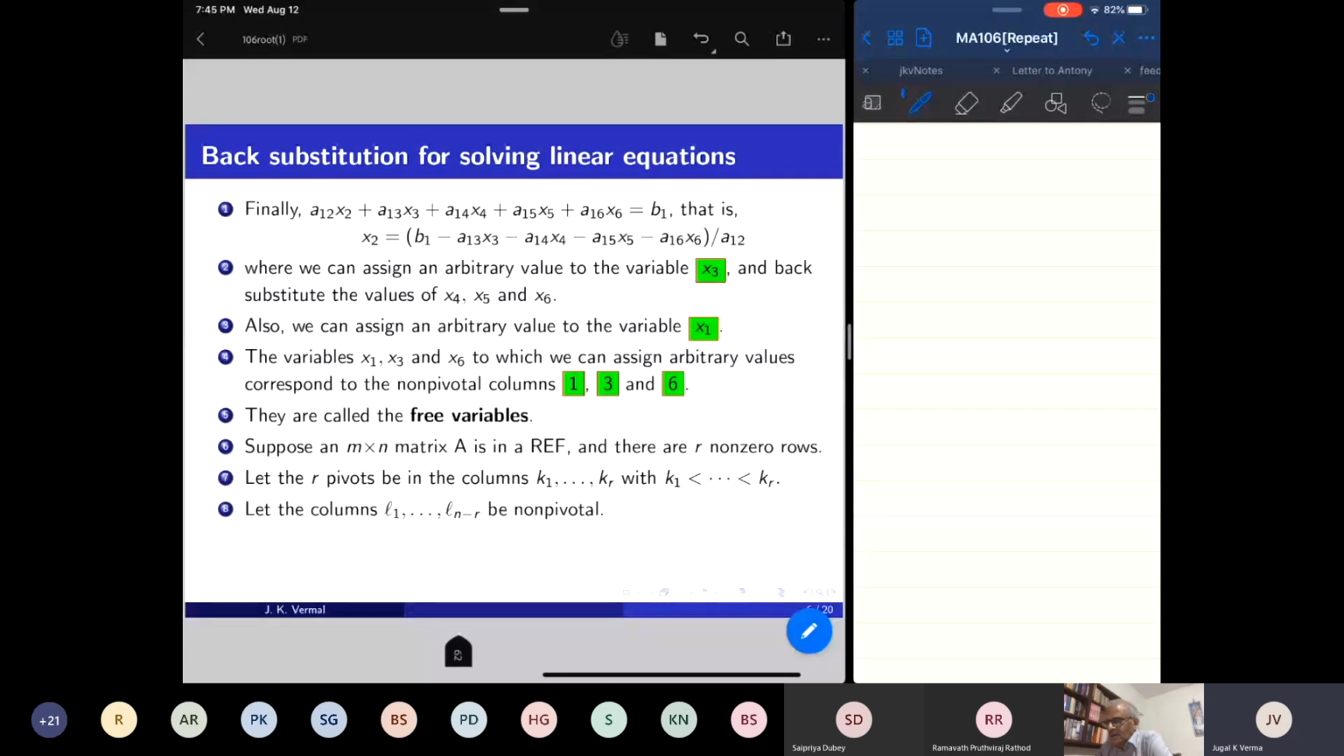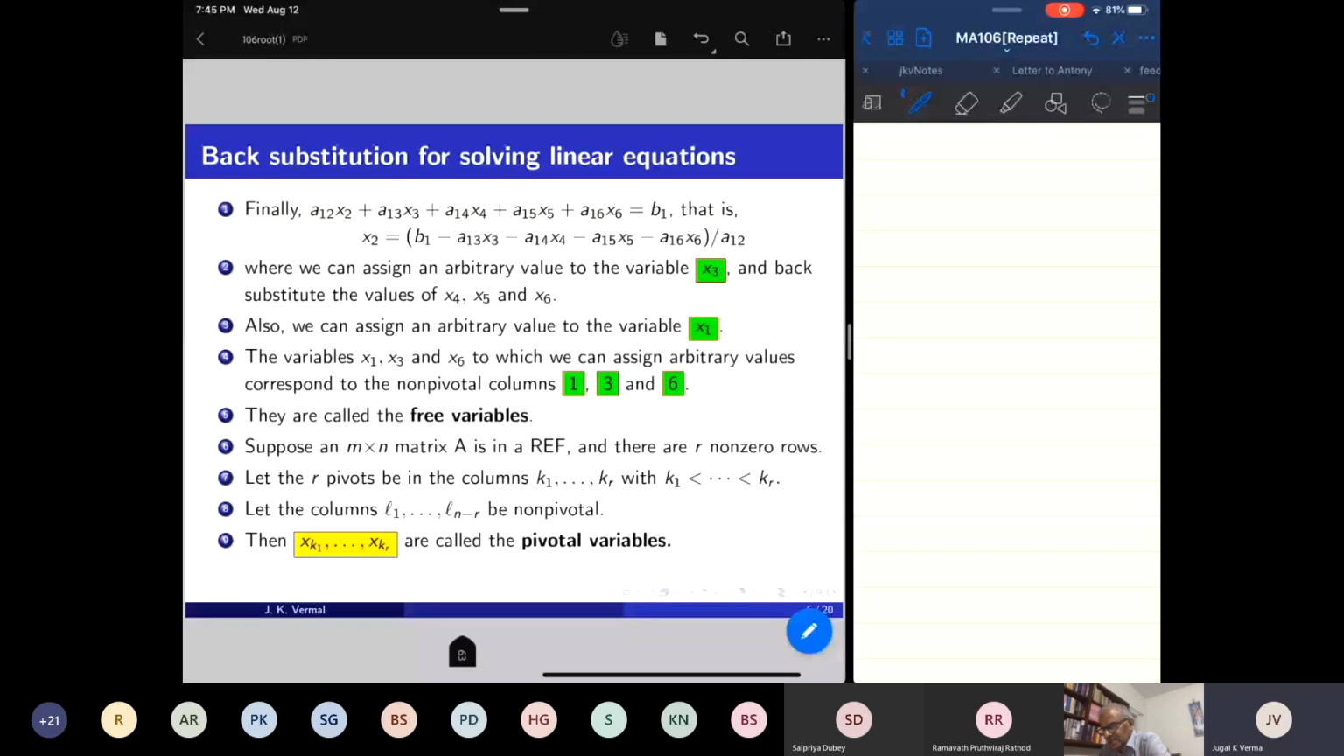So the columns are classified into 2 varieties, the pivotal columns and non-pivotal columns. And you simply find out the column numbers. These values, K1, K2, KR, are the column numbers of pivots. And L1, L2, up to L(n minus R): if there are R pivots, then there are n minus R non-pivotal columns, and you write which are the non-pivotal columns. So the non-pivotal columns are L1, L2, up to L(n minus R).